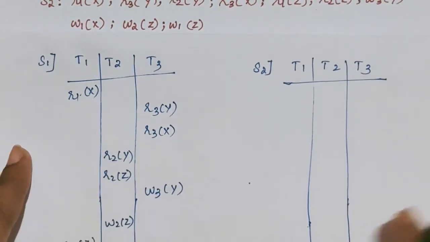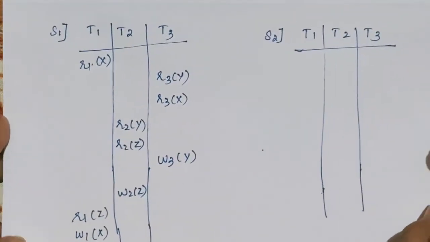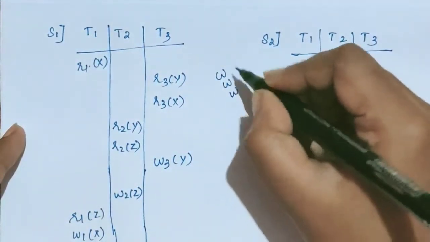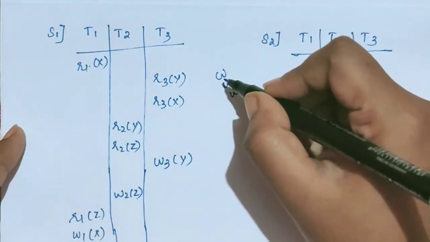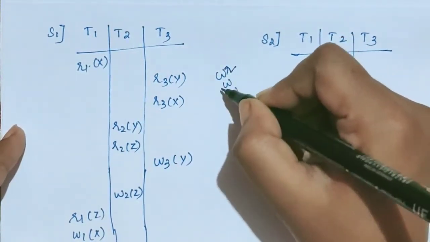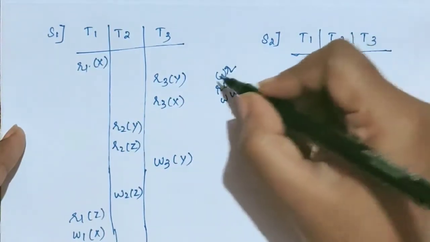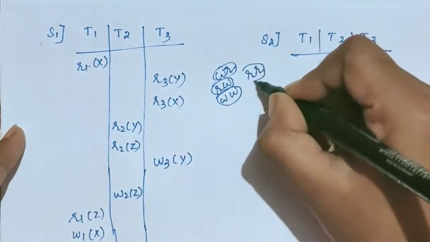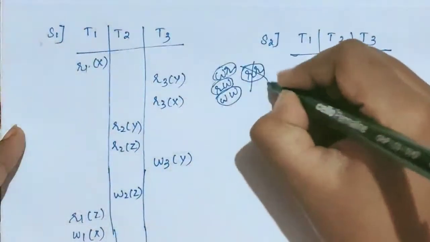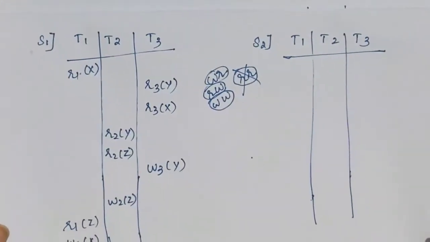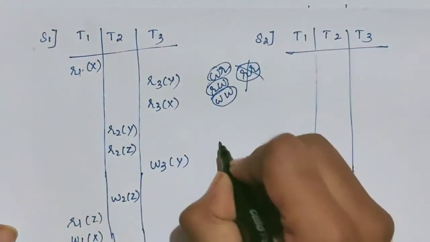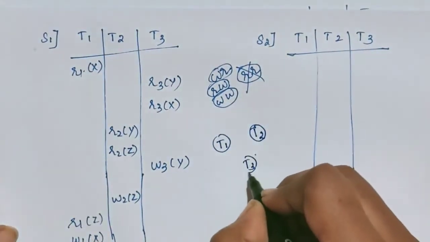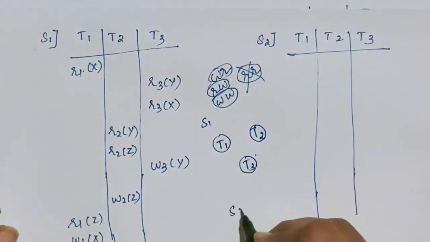And again here you have to find the conflict pairs, okay. So what are the conflict pairs? Conflict pairs are those pairs which contain at least one W, at least one write operation, whether it is write and read, read and write, or write and write. But if you are reading two times, then it is not a conflict pair. And after finding the conflict pairs, you have to make a precedence diagram of these three transactions for schedule 1 and schedule 2, okay.